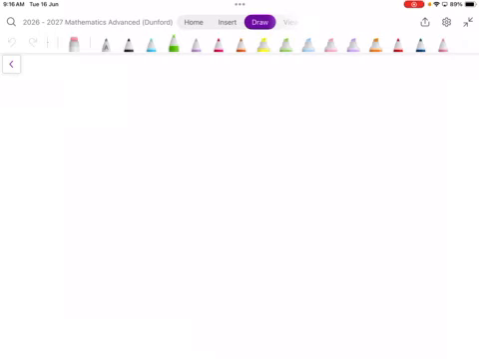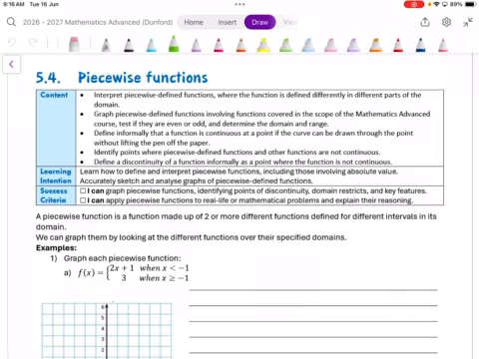Okay, what we are doing today is we're looking at piecewise functions. We were actually introduced to piecewise functions back in our topic of functions and other graphs, topic 3, chapter 4, when we were looking at domain and range. A piecewise function is a function made up of two or more different functions defined for different intervals in its domain. So we can look at the different functions over their specific domains.